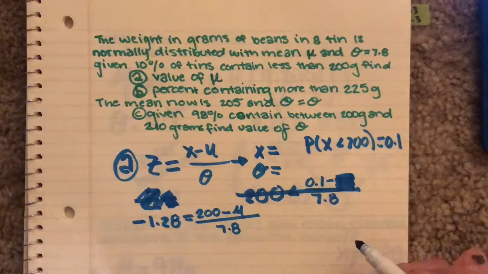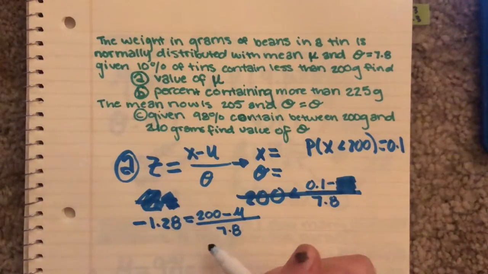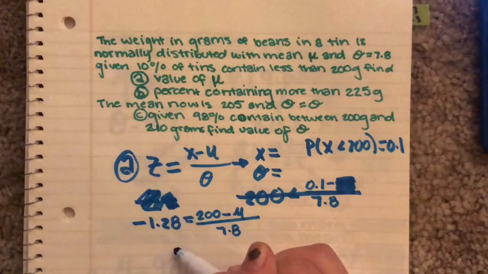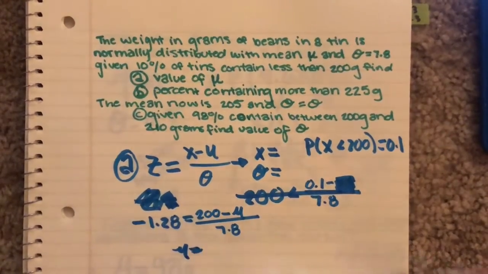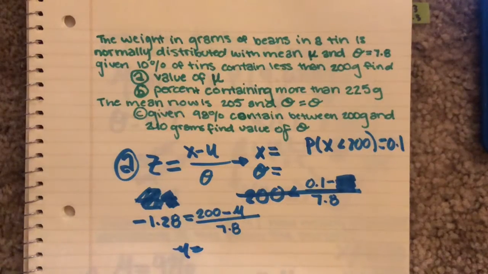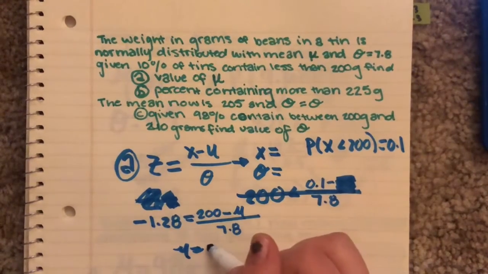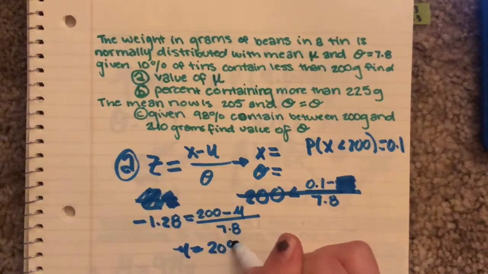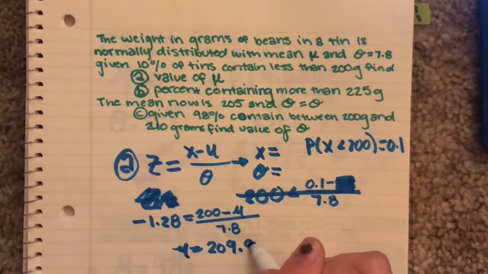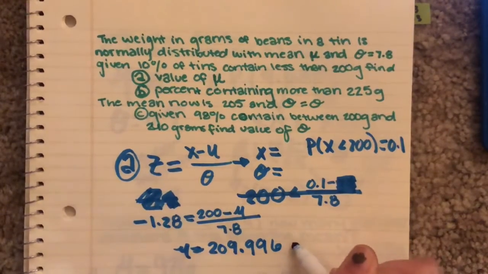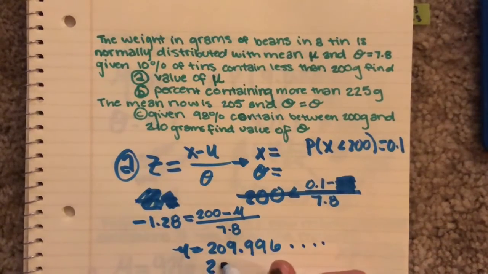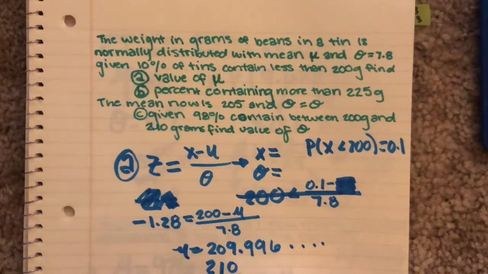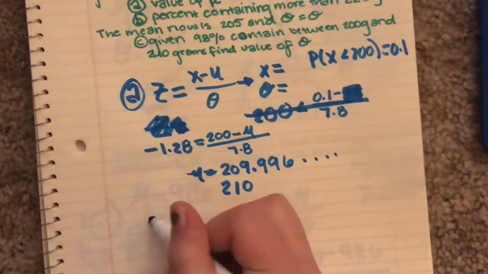When you do all the bells and whistles and figure this out, you will see that the mean equals, really cool, 209.996, and it'll keep going on and on. So that's why we can say this can just be written as 210. Let's move on to our next part, part B.